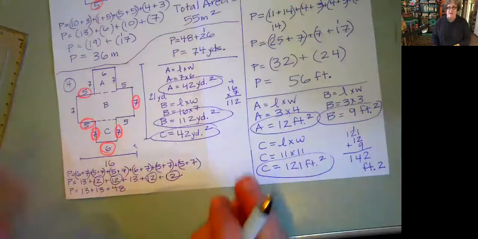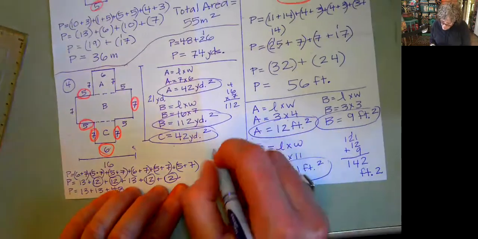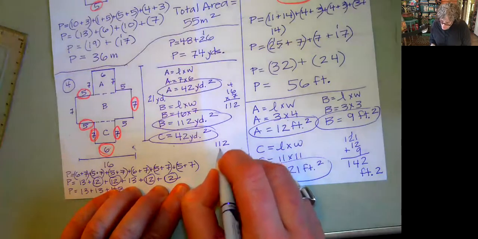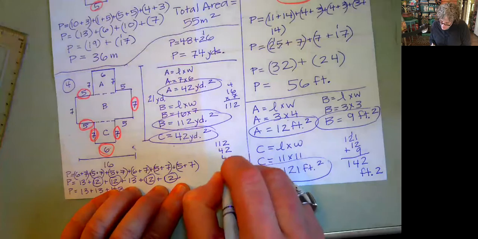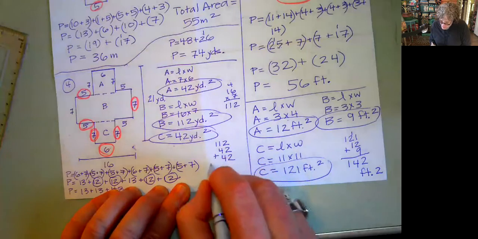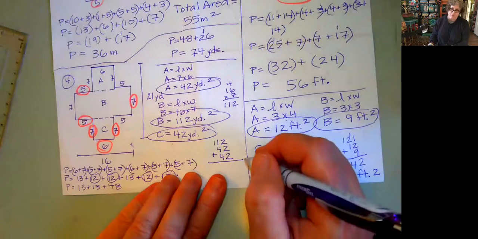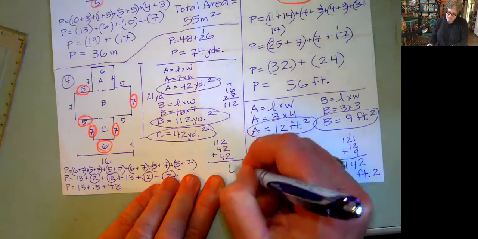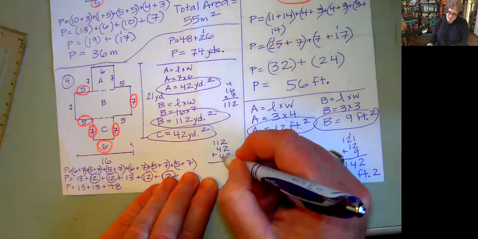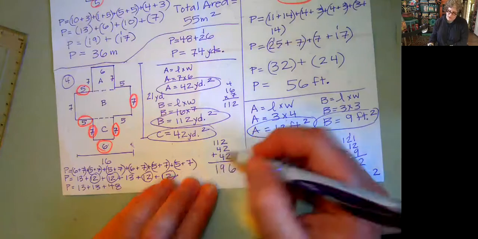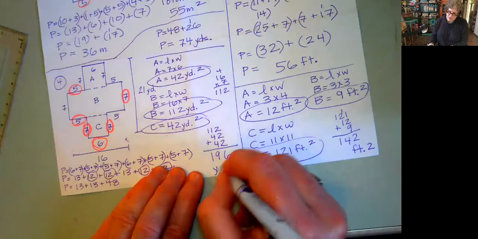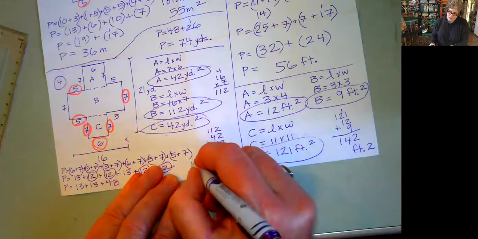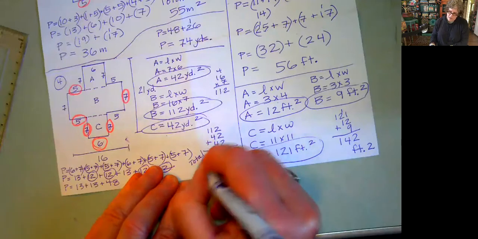So now we just have to add those three that I circled together. We have 112 plus 42 plus 42. If we were being sneaky, we'd multiply 42 by 2 and we'd get 84. But 2, 4, 6. 4 plus 4 is 8, 9. We get 196 yards squared as our area. That's the total area.